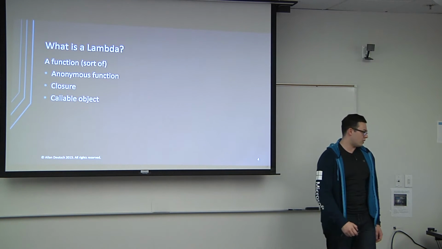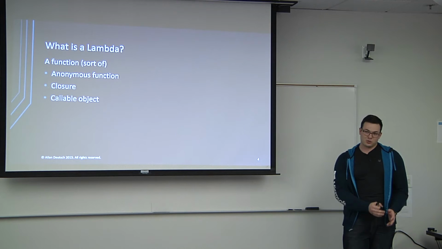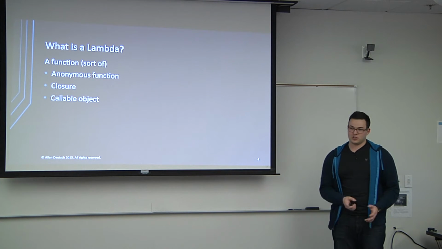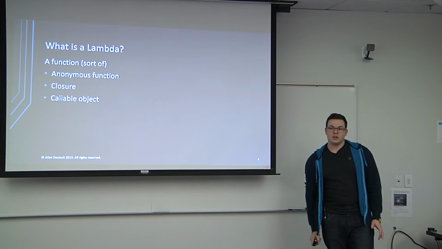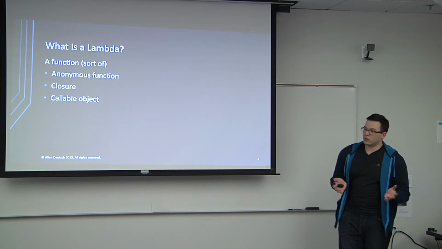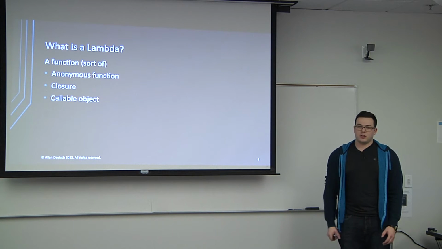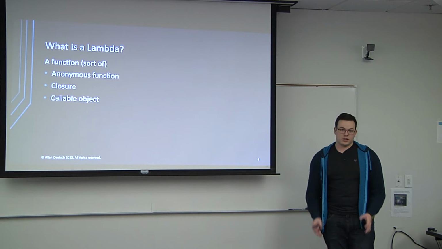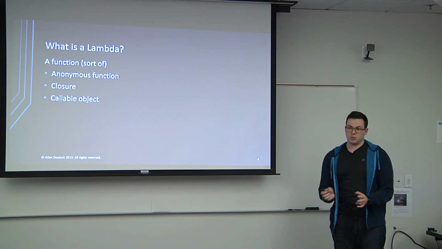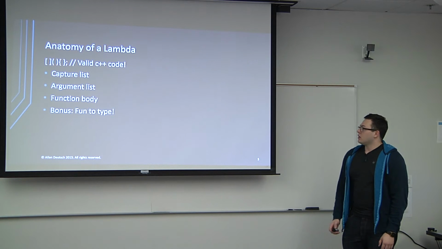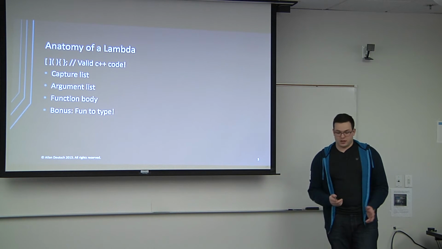Cool. So what is a lambda? Sort of a function. It's an anonymous function, which is an unnamed function, or a closure or a callable object. Different languages have different terms for them. But ultimately, it's some sort of function that isn't a named function, but can still be invoked, possibly with parameters and a return value. So the anatomy of a lambda, it has 3 main parts.